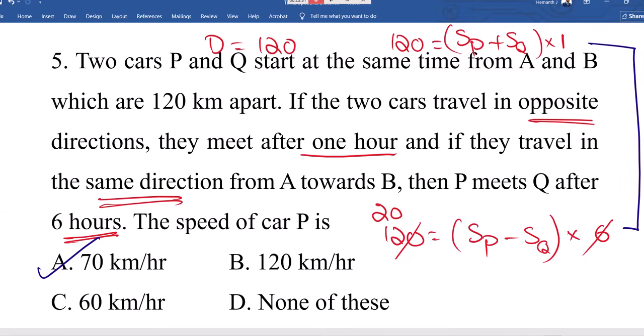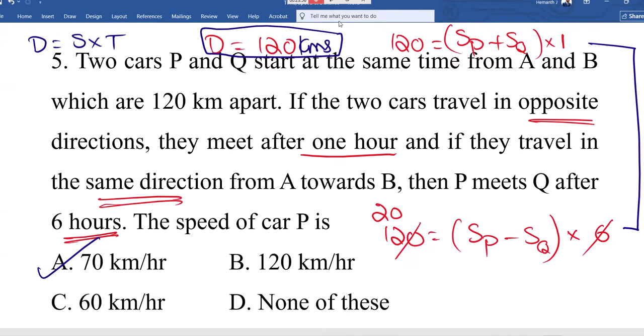Relative speed, basic question. If objects move in opposite directions, speeds must be added; in the same direction, speeds are subtracted. Distance is constant in both cases. Distance is speed into time. The relative speed concept comes into the picture if two objects are in motion.